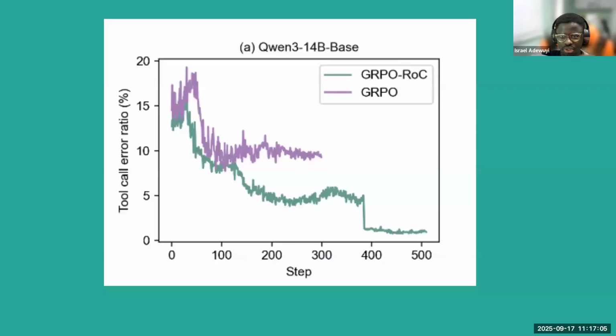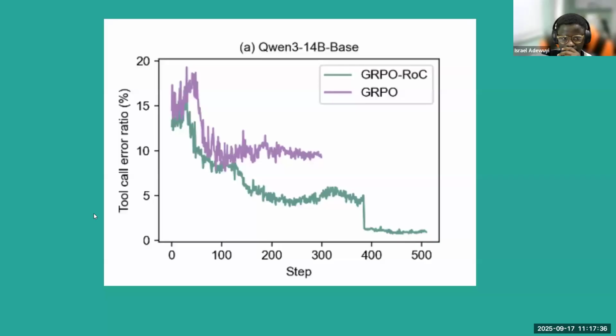I was going to talk about this next. This graph is showing the proportion of tool calls after the GRPO ROC algorithm and the out of the box GRPO. And you would observe that the percentage of tool calls per trajectory was actually less with the ROC method compared to the out of the box GRPO.